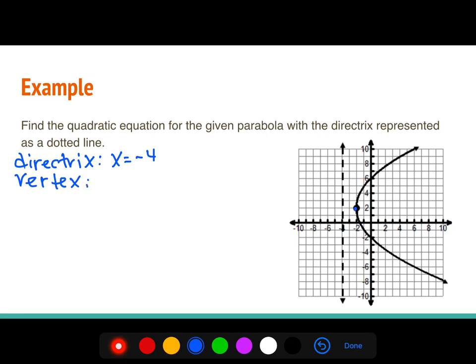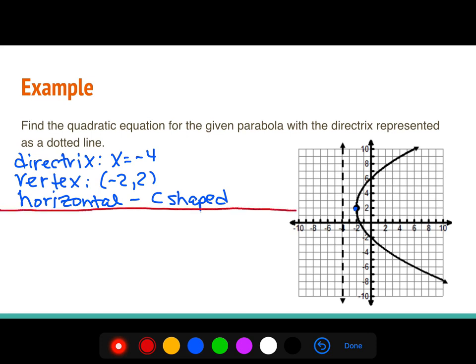The directrix, by the way, we do know it. The directrix, that's the dashed line. He's at x equals -4. And we see the vertex also on our parabola. Here's the vertex right there. He looks like he's at -2, 2. And those are some things that we actually know about him. We also know he's C-shaped, so he's a horizontal set of formulas since he's C-shaped.